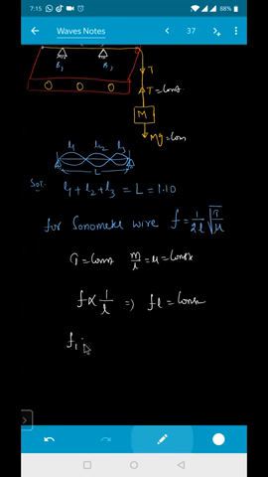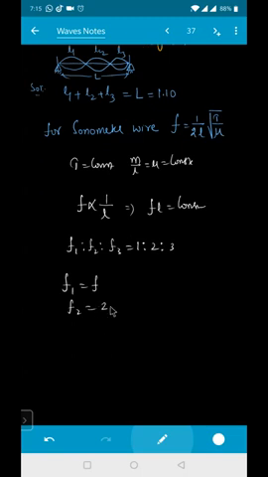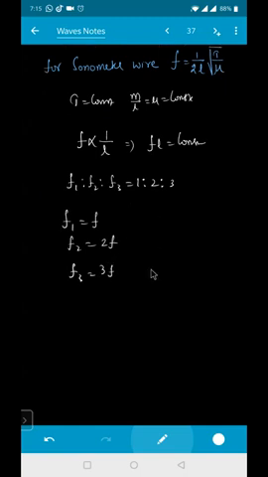Given in the problem, F1 : F2 : F3 is in the ratio 1 : 2 : 3. That means F1 is equal to F, F2 is equal to 2 times F, and F3 is equal to 3 times F. Isn't it? So I can write here F1 L1 is equal to F2 L2 is equal to F3 L3 is equal to some constant, that is K.